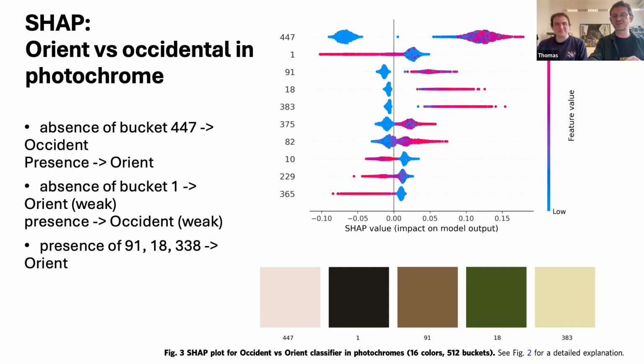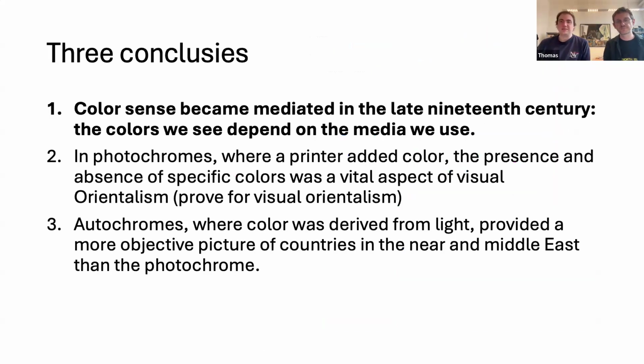So these are all the results, and we continue with the conclusions that we drew from these results. Yeah. So now for the short ending, some more general conclusions. Like the first conclusion, based on the performance of our random forest classification, is that color sense became mediated in the late 19th century, right? So this basically says that the colors we see depend on the media that we use. And this is also something for the first time in history, when color media start to appear, that influences which colors we can see in the world and how we see the world through these colors.